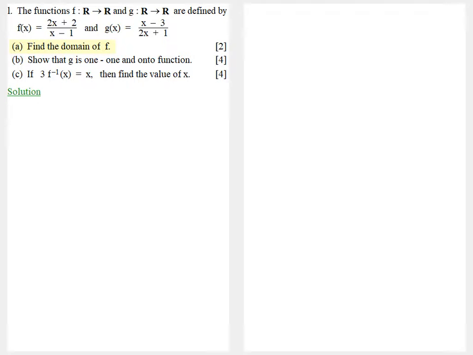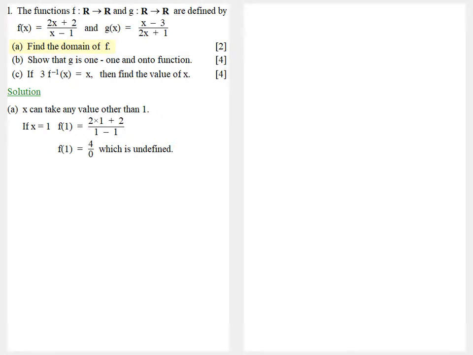Well, to solve this, in part A, x can take any value other than 1. The reason for that is that if x equals 1, then f of 1 is equal to 2 times 1 plus 2 over 1 minus 1. So f of 1 is equal to 4 over 0, which is undefined. It's not possible to have a fraction with a 0 on the bottom. So the answer is the domain of f is the real numbers R minus the set containing the number 1.